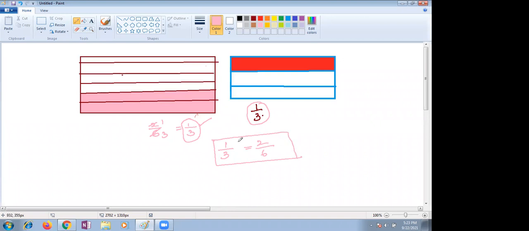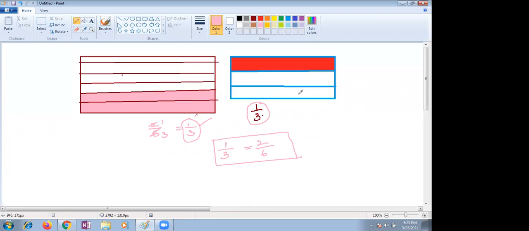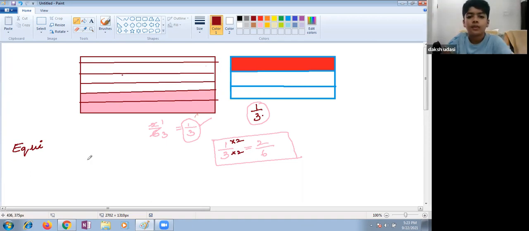Why? Because these two are what type of fractions, children? Equivalent, ma'am. Very good, Nana. These two are equivalent fractions. How are you getting equivalent fractions? You just look at a glance, children. By multiplying both sides, numerator and denominator, with the same number, you are getting your equivalent fractions.